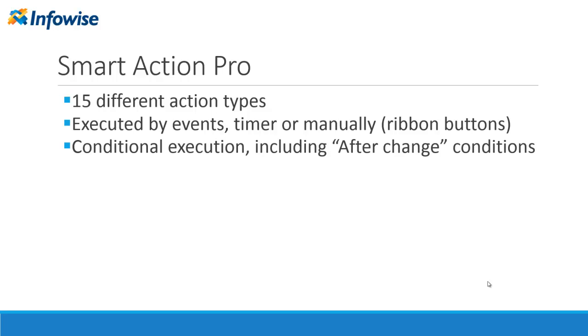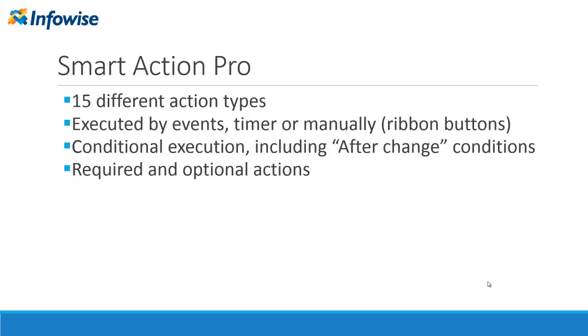Your actions can be executed always, or they can be executed according to conditions. For instance, the amount is greater than $1,000. You can even use after-change conditions, meaning that I only want to run this action after the status is changed to completed. So the action will not run before that, and the action will not run after that update.